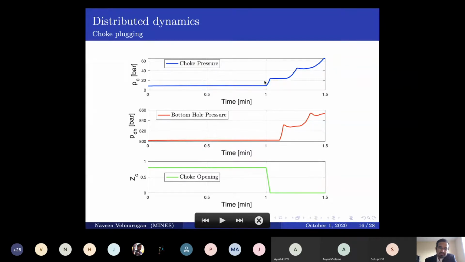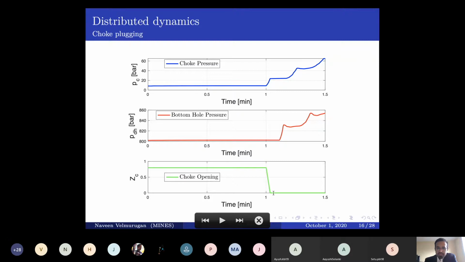You close your choke, and then your pressure will increase suddenly at the choke side, but that particular wave takes some time to travel down the wellbore. So this peak travels and reaches the bottom of the wellbore. PDH is your downhole pressure, right? So you affect the bottom hole pressure after a particular time, and this difference is the time taken for the pressure wave to travel down, and it travels at the speed of sound in that particular medium.